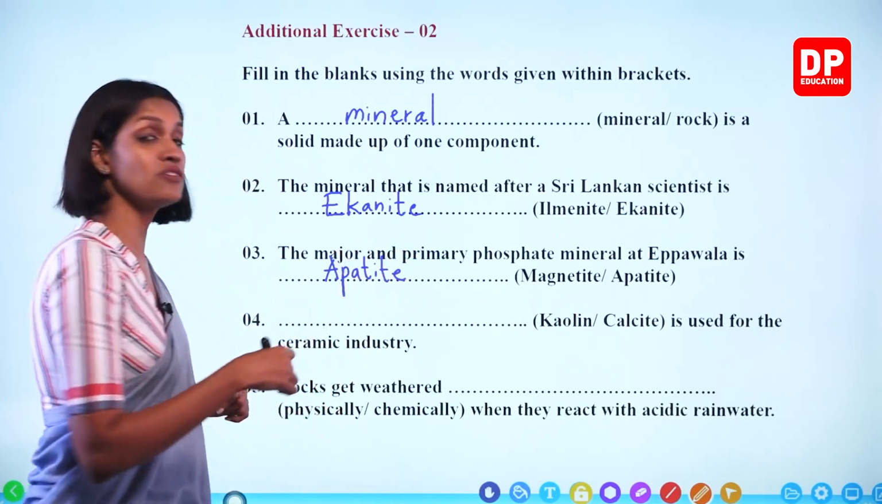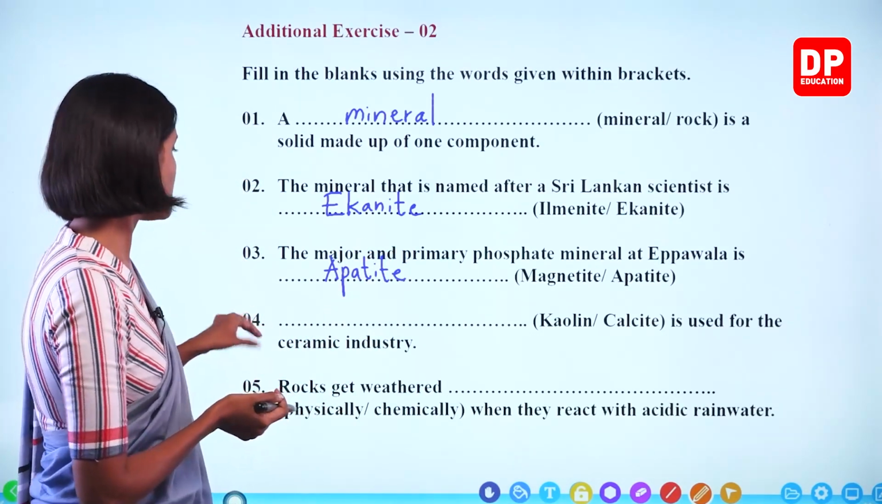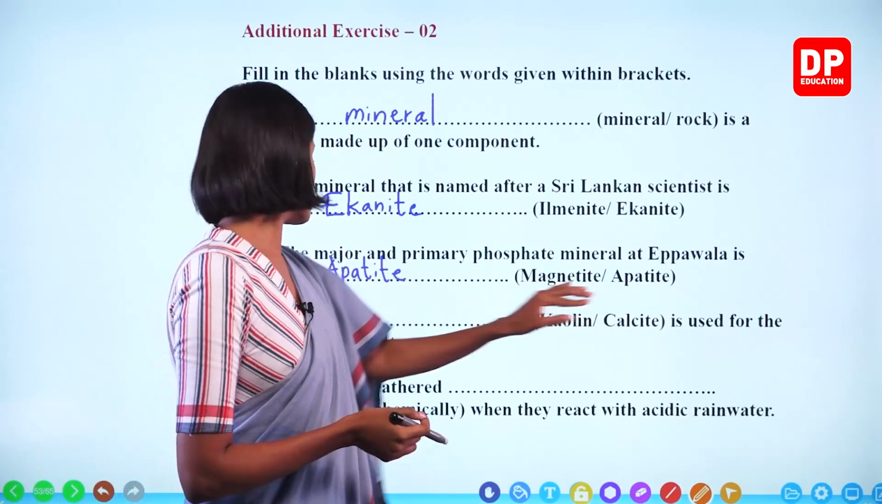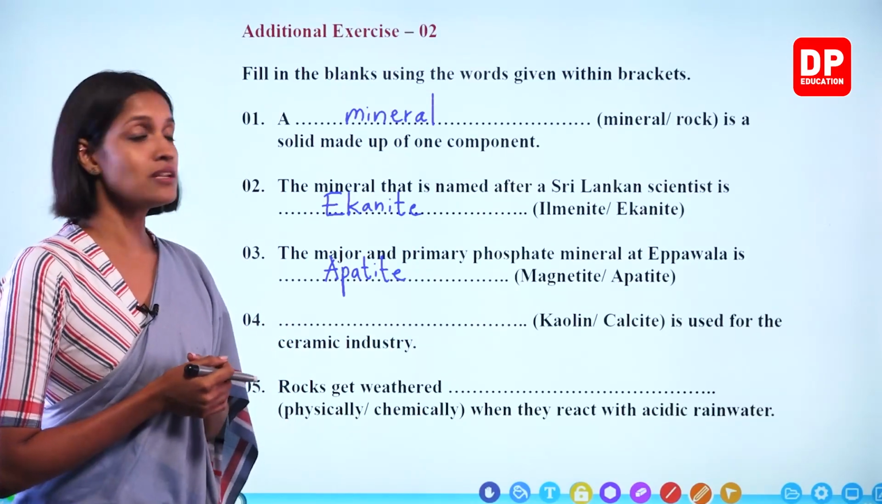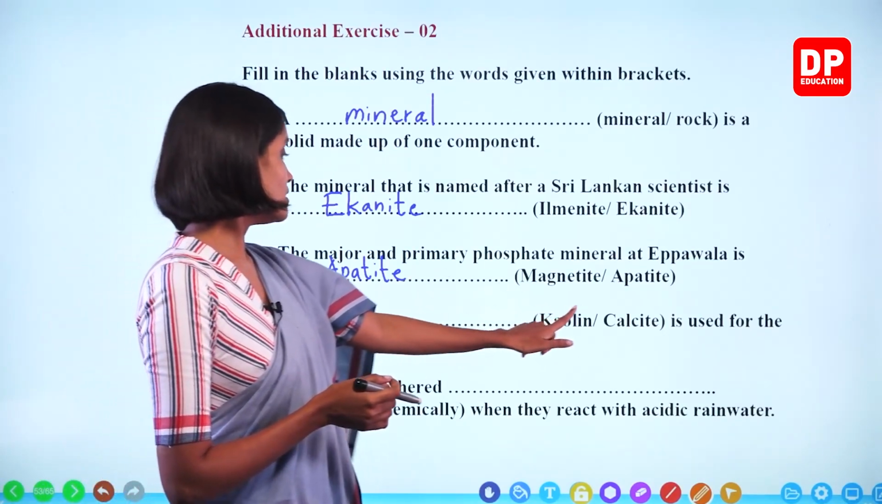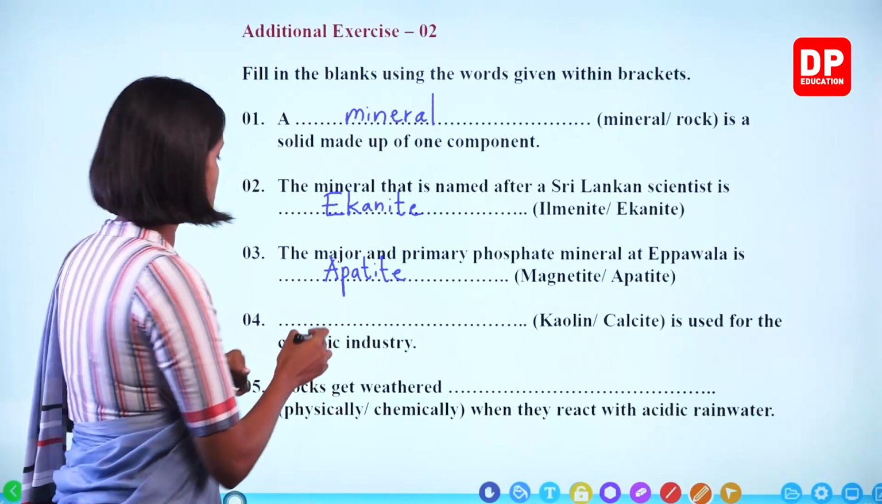Apatite is used in fertilizer production. Okay. Number 4. Blank is used for the ceramic industry. Basically, kaolin is used in ceramic industry. Kaolin, calcite. Answer kaolin.